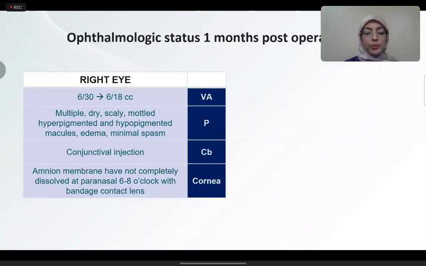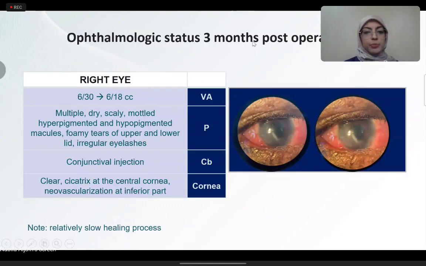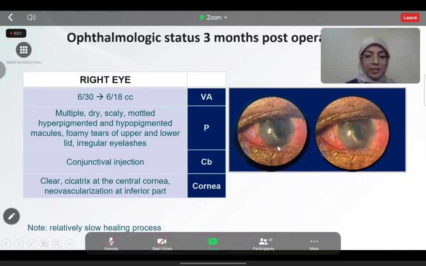At 1 month post-operative, we can see improvement of the visual acuity from hand movement to 6/30 and corrected to 6/18, with the same palpebral condition, conjunctival injection, and the amnion membrane has not dissolved. And she is still using the bandage contact lens. At 3 months post-operative, we can see the same visual acuity with the same palpebral condition and resolution of conjunctival injection, clear cornea with cicatrix at the central and neovascularization at the inferior part.